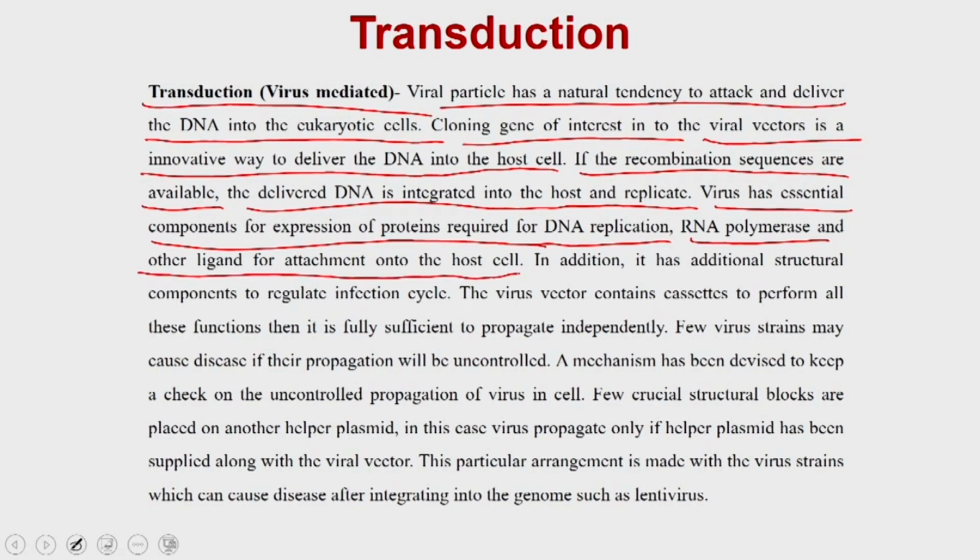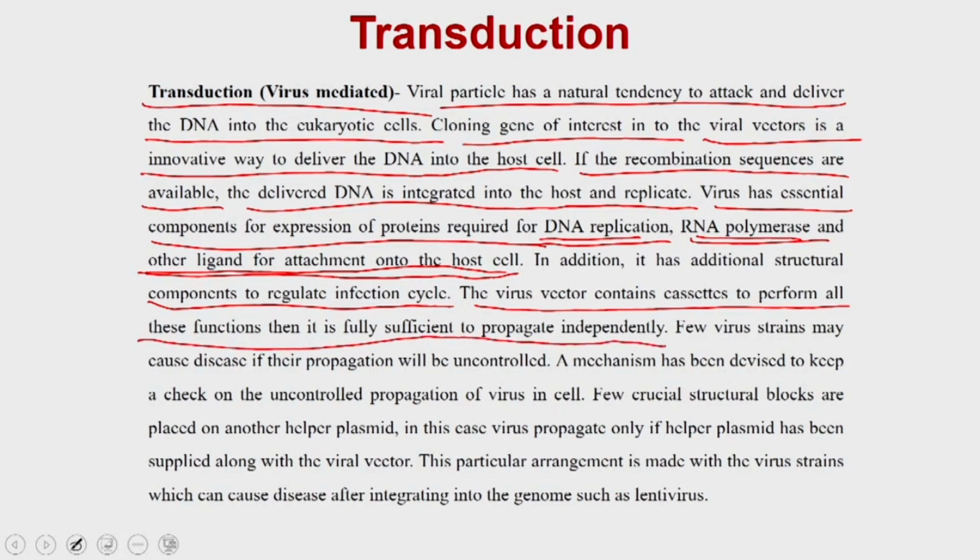So in this process, when you are preparing the virus particles, you have to ensure that the vector you are going to use has the components for DNA replication, the component for RNA polymerase, and the other proteins which are essential for making the virus particles, so that it can continue its infection cycle. The virus vectors contain cassettes to perform all these functions, and then it is fully sufficient to propagate independently.